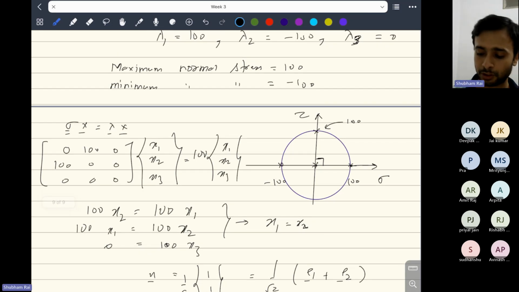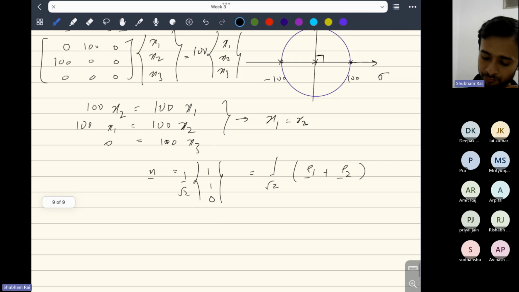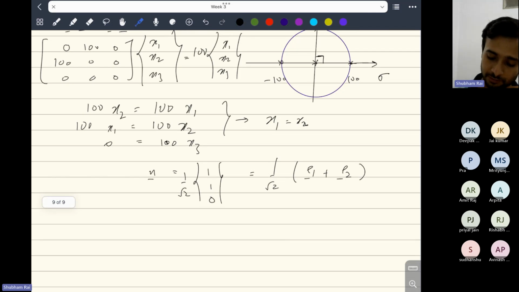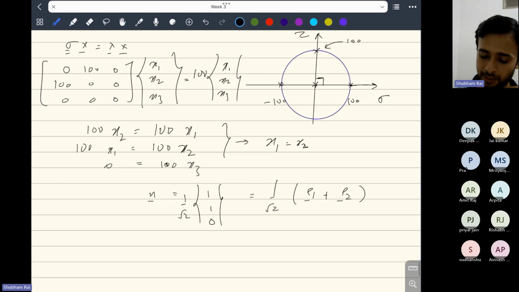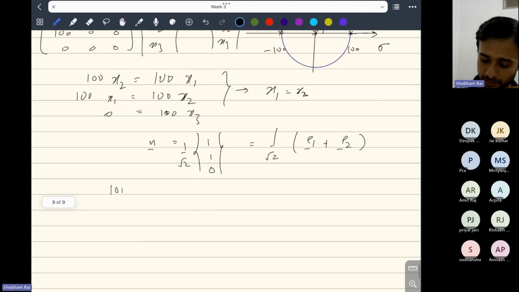the eigenvector corresponding to this minimum value of the normal stress. If we do that, this equation will hold, but here only 100 will be replaced by minus 100. So in that case, we'll get 100x2 is equal to minus 100x1, and 100x1 will be equal to minus 100x2. Let's put this as n1. So n0 obviously will be minus 100x.